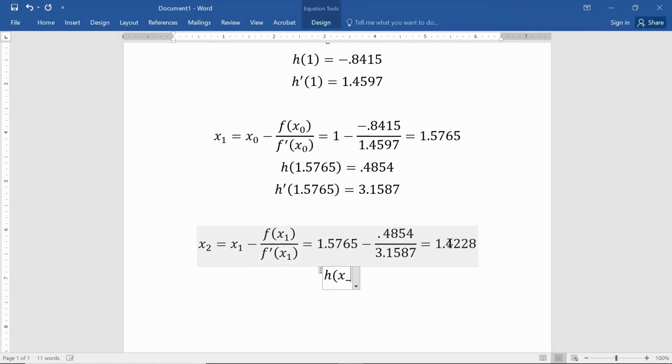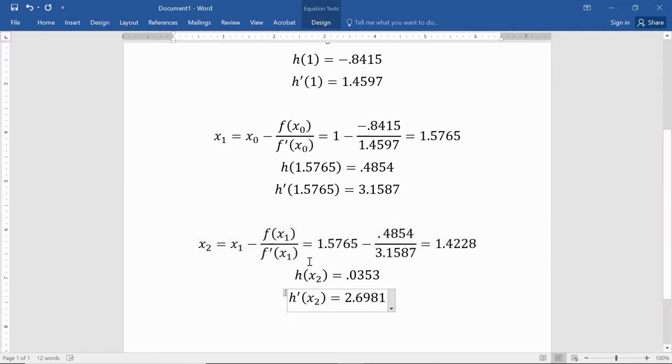When we plug that number into our function, we end up with a 0.0353. When I plug that number into the derivative, I end up with a 2.6981.